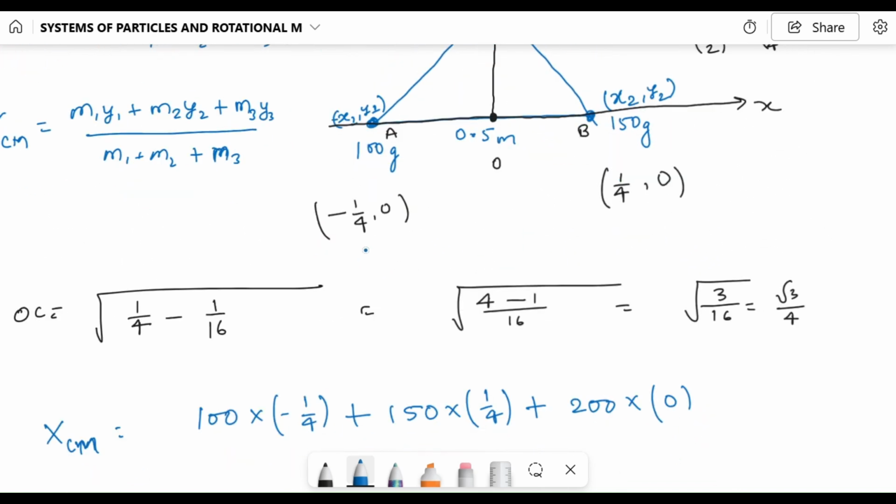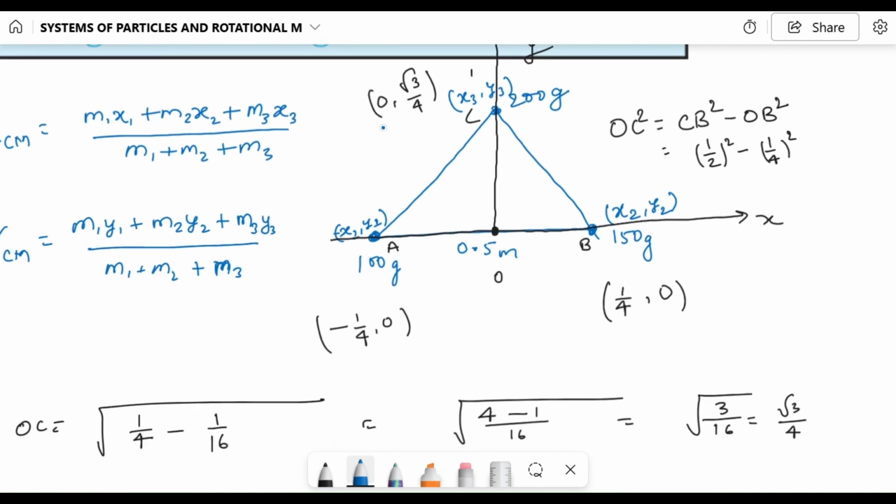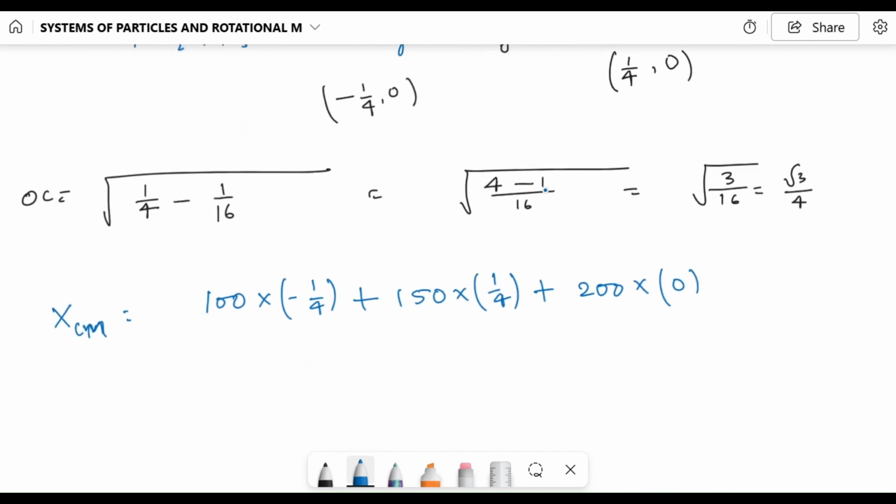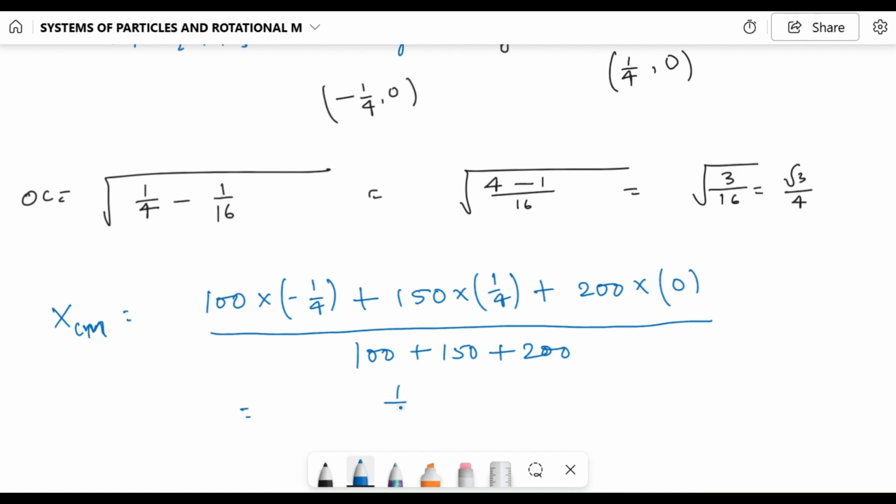Look here, x1, x2, and here x3, m1, m2, m3. Okay, coming back to this position, and then we will have m1 plus m2 plus m3, and then what will be this? 1 by 4, here 100, negative of 100, and then 150. In case you get confused about the calculation, you should feel free to ask.